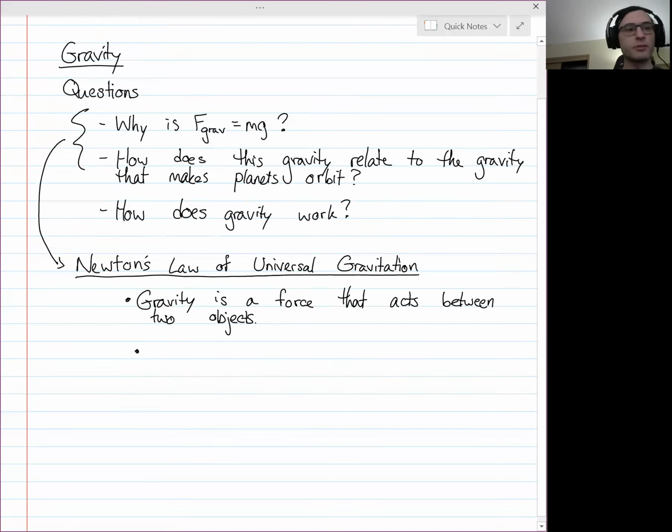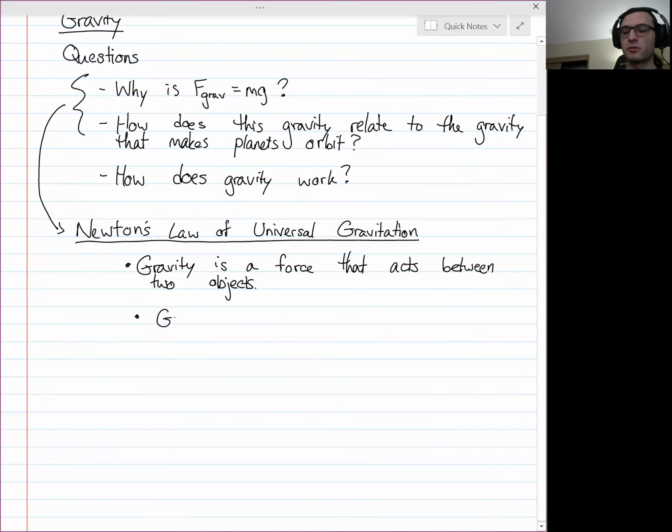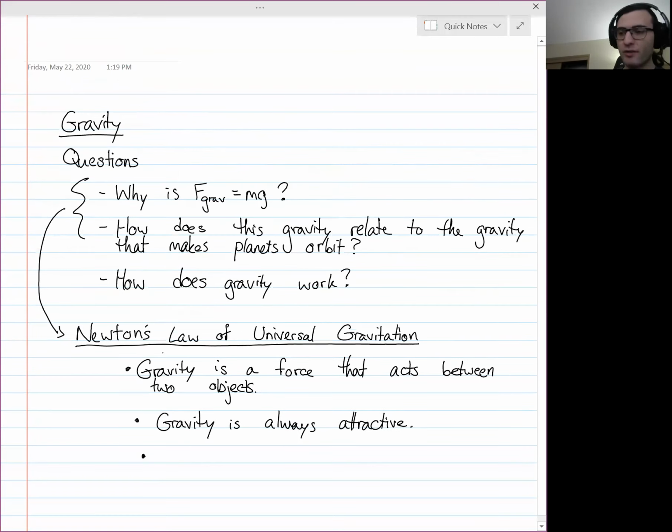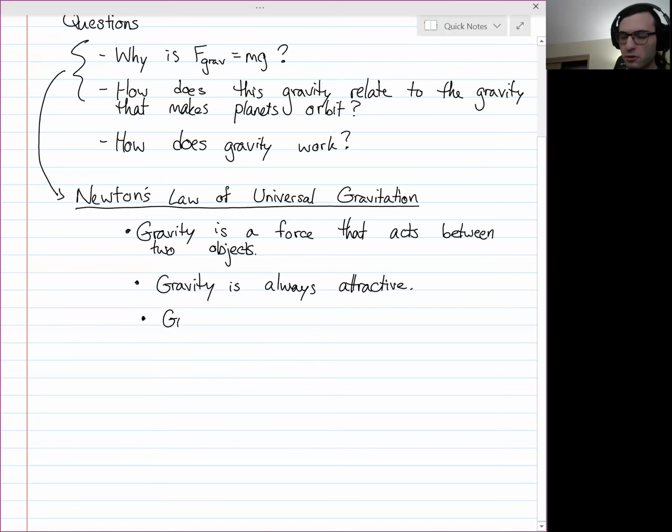Another statement about gravity: gravity is always attractive. I.e., there's no such thing as anti-gravity, at least according to Newton's law of universal gravitation. Third, perhaps this is not surprising, gravity obeys Newton's third law.